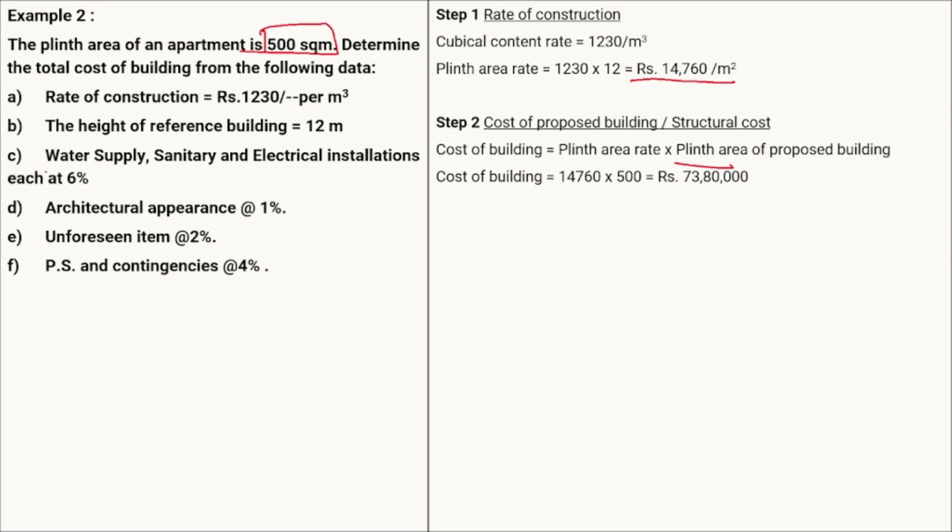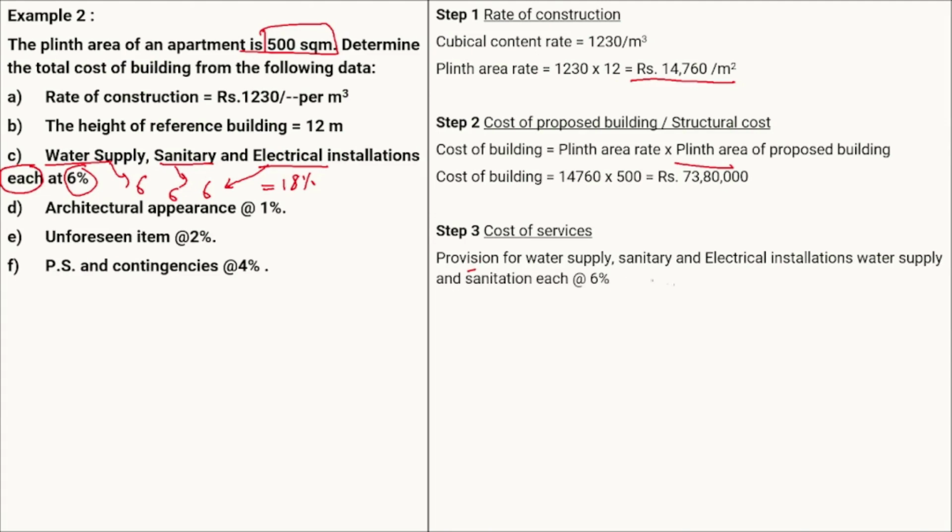Here the services cost will be your water supply, sanitary and electrical installation. It is mentioned as 6% for each: 6% for the water supply, 6% for the sanitary, and 6% for the electrification. Total will be equal to 18%. So the cost of the services, first the provisions for the water supply, sanitary and electrical installation at 6% each, we can directly take as 18% of the total cost of the building. 6 plus 6 plus 6. So we can take it directly as 18%.